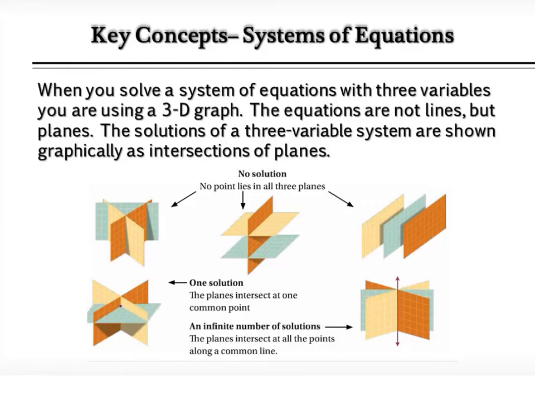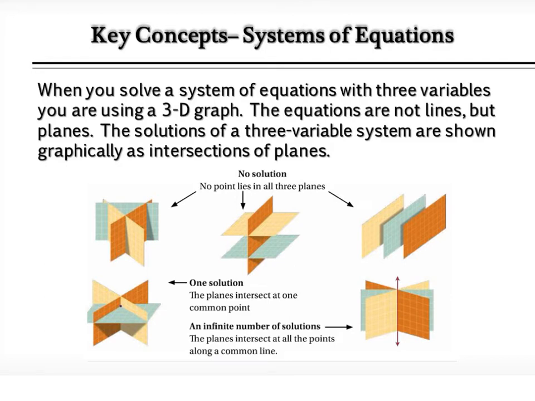If you were looking at a graph of a system of equations with 3 variables, they would look not like lines, but like planes, or like pieces of paper. And the solutions of 3 variable systems are shown as intersections of planes, not by lines. And remember, we're looking where they all come together at a single point.